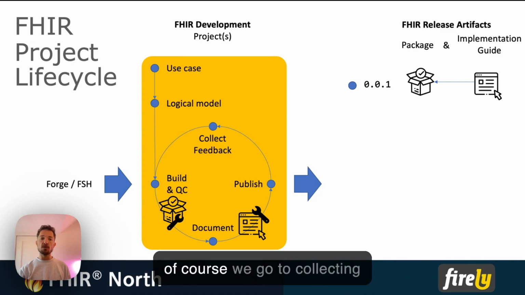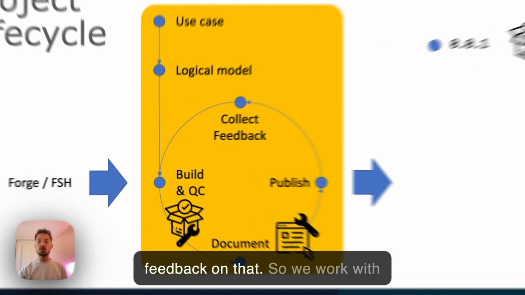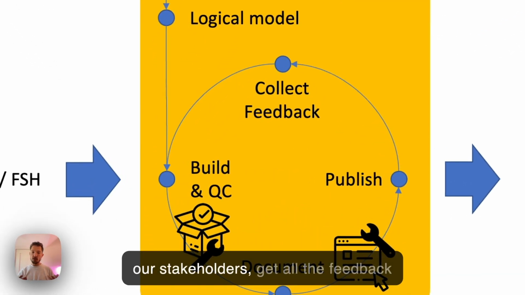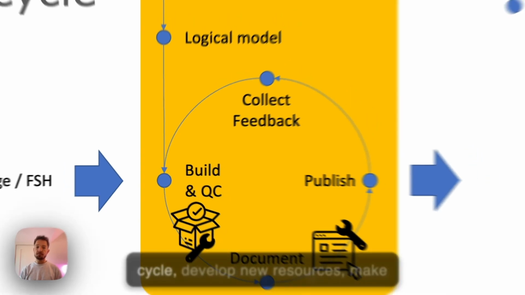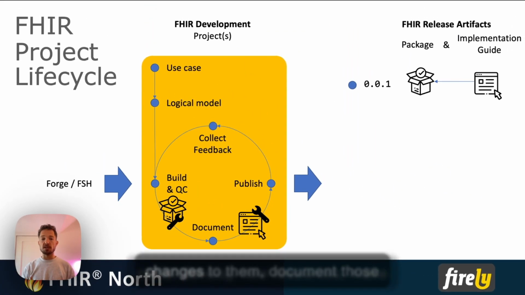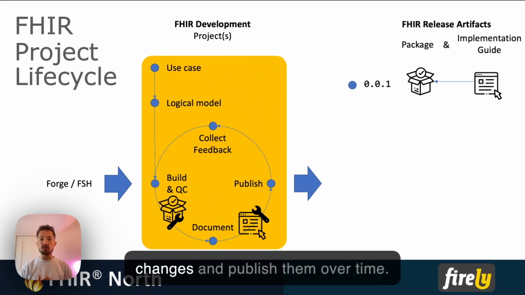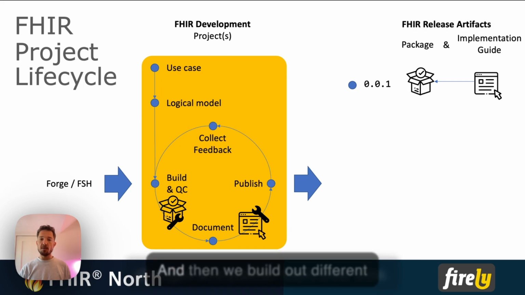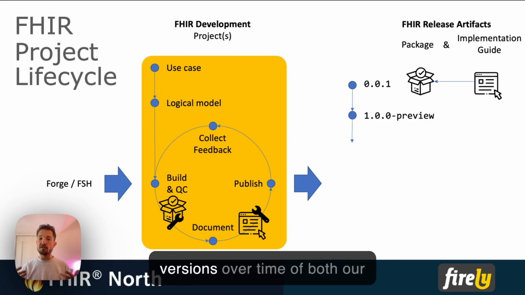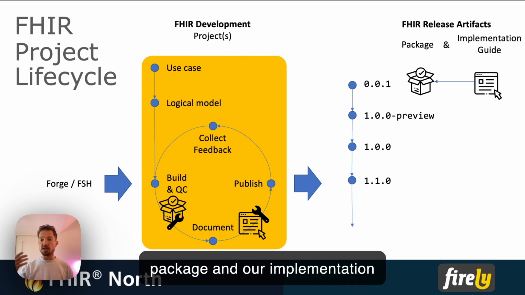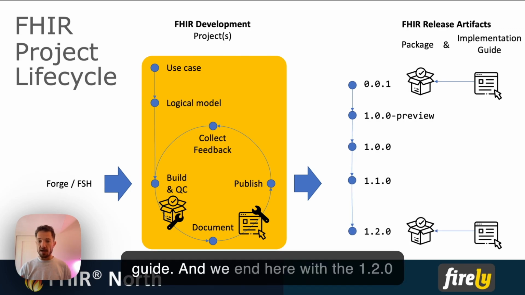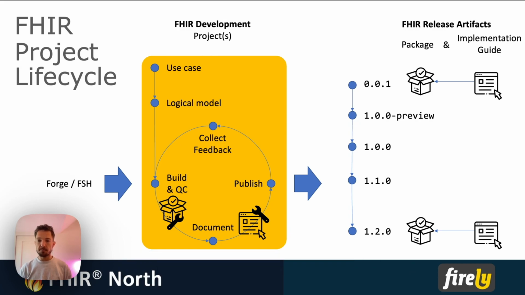And then, of course, we go to collecting feedback on that. So we work with our stakeholders, get all the feedback that we want on the implementation guide. And we continue through our build cycle, develop new resources, make changes to them, document those changes, and publish them over time. And then we build out different versions over time of both our package and our implementation guide. And we end here with the 1.2.0, where we have a nice implementation guide that people can read.